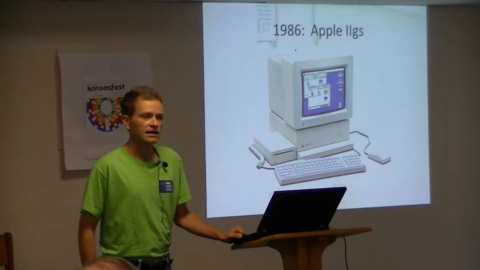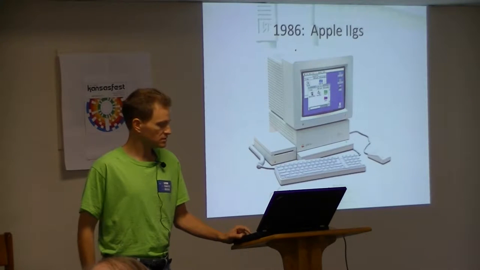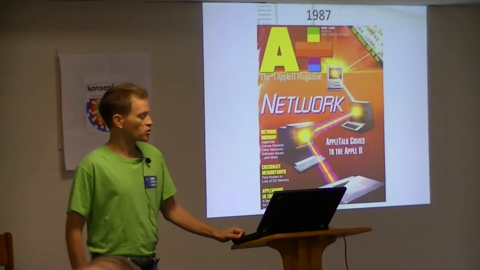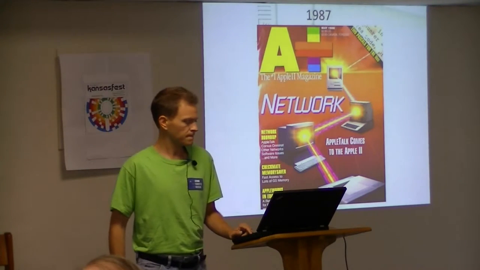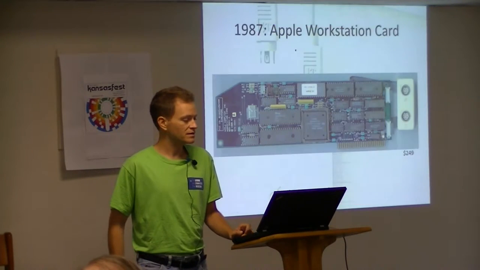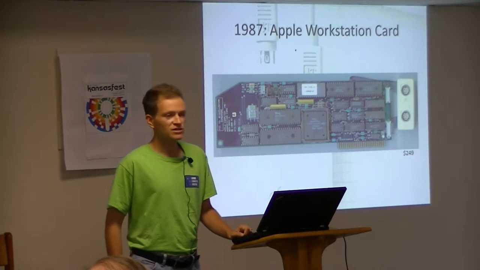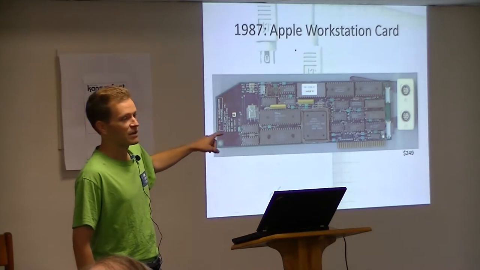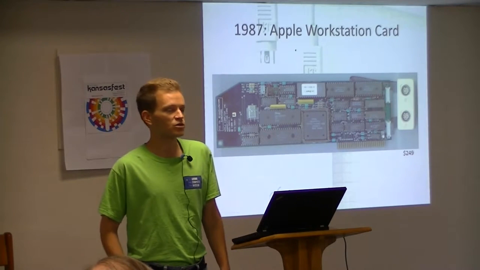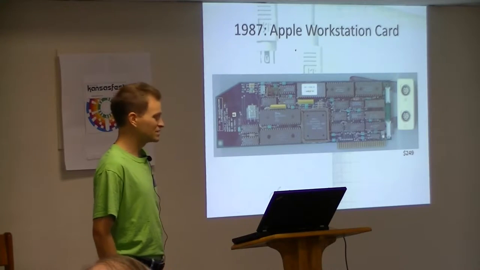In 1986, we finally got the IIGS with AppleTalk built in. In 1987, we got the Apple Workstation card, which allowed you to have AppleTalk networking on your Apple IIe. There's a picture of the workstation card. It originally came out in 1989. Notice how complicated this card is? On the Macintosh, it was much easier because the processor is fast enough to handle the work of implementing the AppleTalk protocol. On the early IIe, it wasn't fast enough.